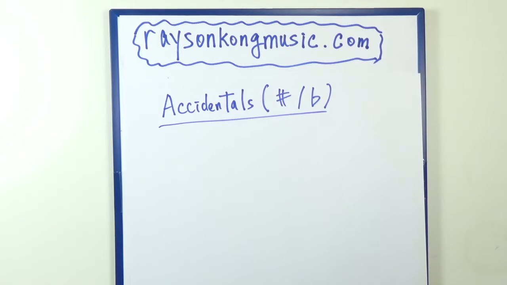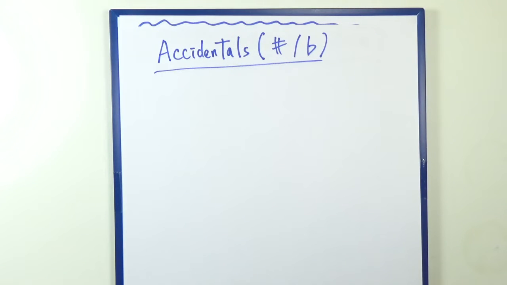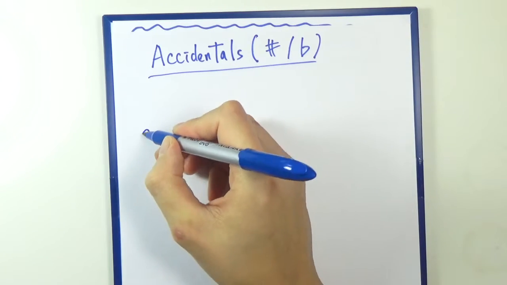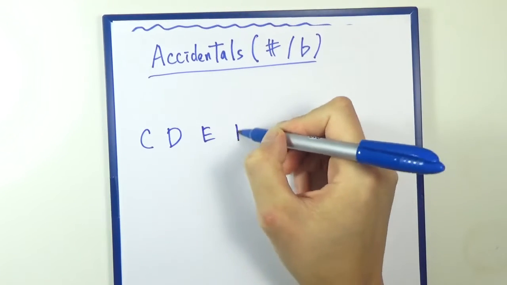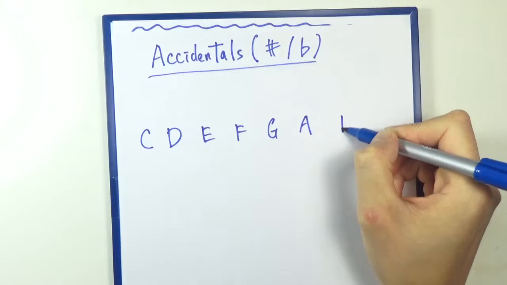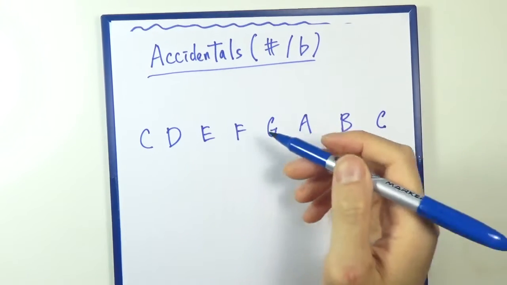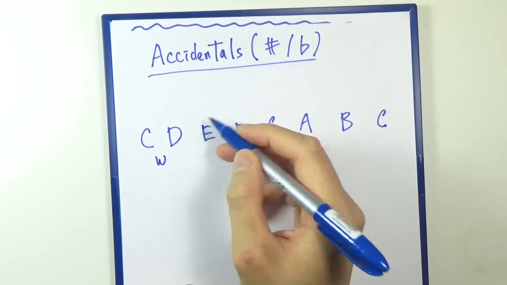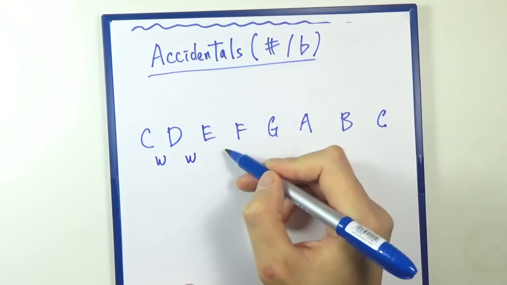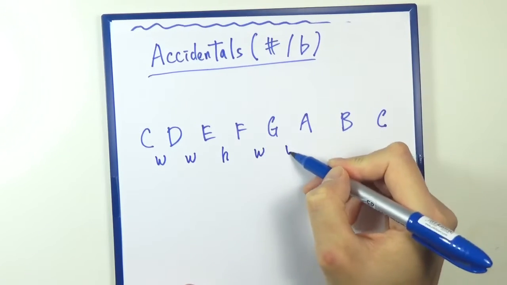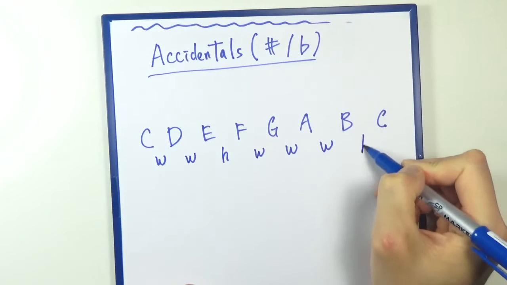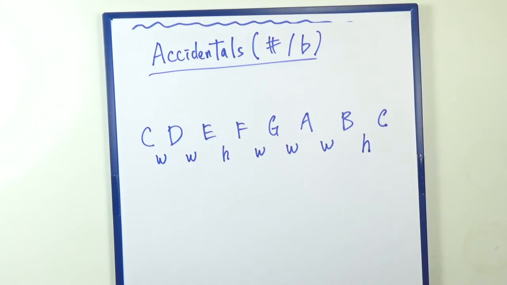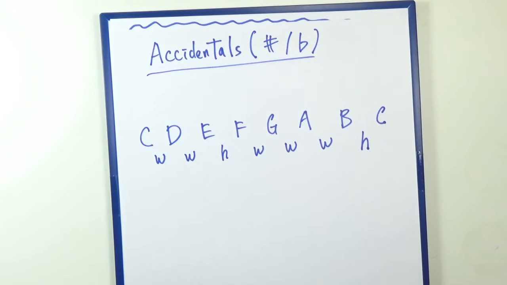Okay, so today we discuss accidentals. Last time we talked about those 7 notes, the naturally occurring notes, and also the intervals among these notes. Between C and D is actually a whole step, D and E a whole step, E and F half, A and B whole, B and C half. So that's what we talked about last time. And today we'll introduce the concept of sharps and flats.